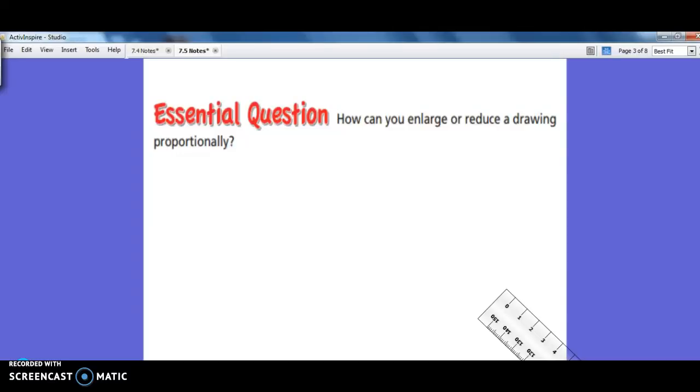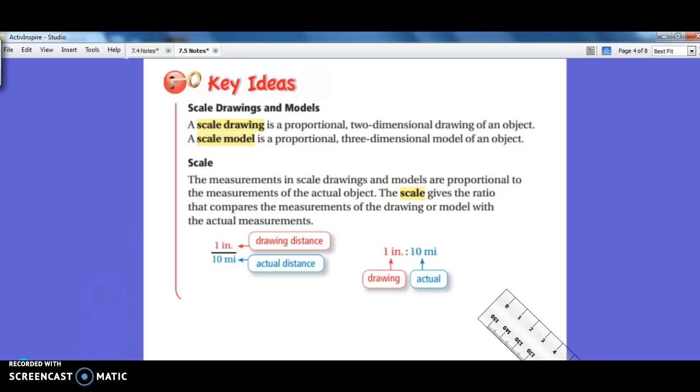Today's essential question is, how can you enlarge or reduce a drawing proportionally? Go ahead and write that down on your notes. Today we're going to be talking about scale drawings and models.